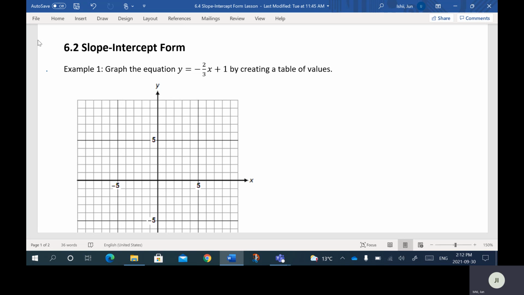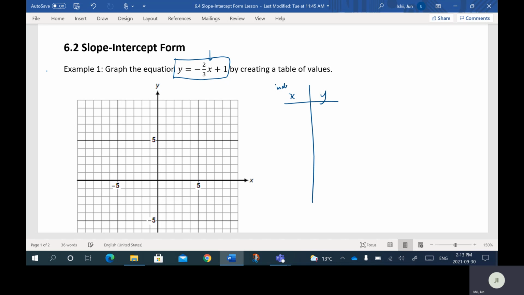Okay, so I'm just going to jump right into this first example. We're just going to graph the equation y equals -2/3x plus 1. We're going to graph this by creating what they call a table of values. Hopefully you've done this before, perhaps. To create a table of values, I'm going to pick numbers for x and plug them into the equation, and then work it out to get a corresponding y value. A little bit of review from the functions unit.